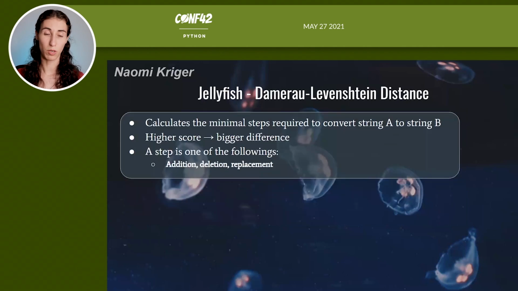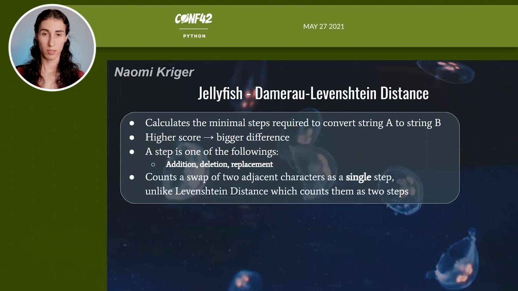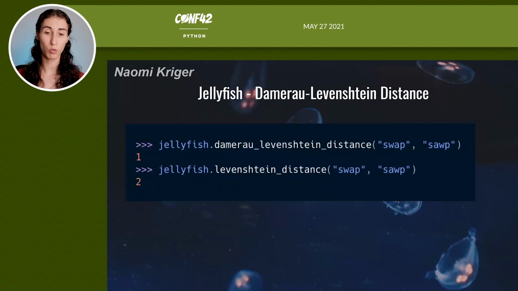Now, we are moving on to the Damerau-Levenshtein distance. The Damerau-Levenshtein distance is very similar to Levenshtein distance, but it also has an added value. The Damerau-Levenshtein distance counts the swap of 2 adjacent characters as a single step instead of 2 steps. So let's look at our next example to make this much more clear. Here we can see a comparison between swap and sup.